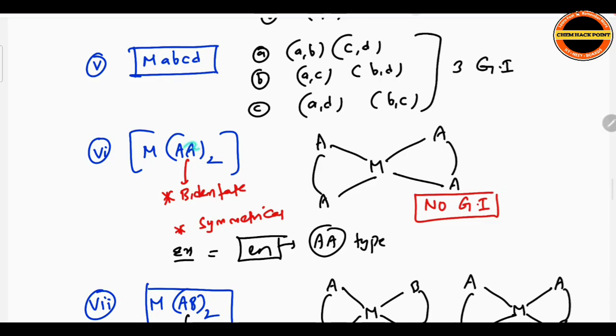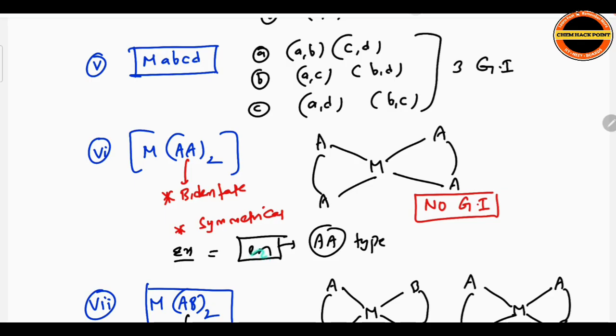Now, whenever we write a capital A, it indicates a bidentate ligand. What is the coordination number here? 4, right? But only 2 ligands are given. Coordination number 4, how will you get it? If it is bidentate, then only you will get it. Bidentate means which can form 2 bonds. Capital letters AA, if you specify, it is bidentate. It is symmetrical. Why is it symmetrical? Because the donor atoms are the same.